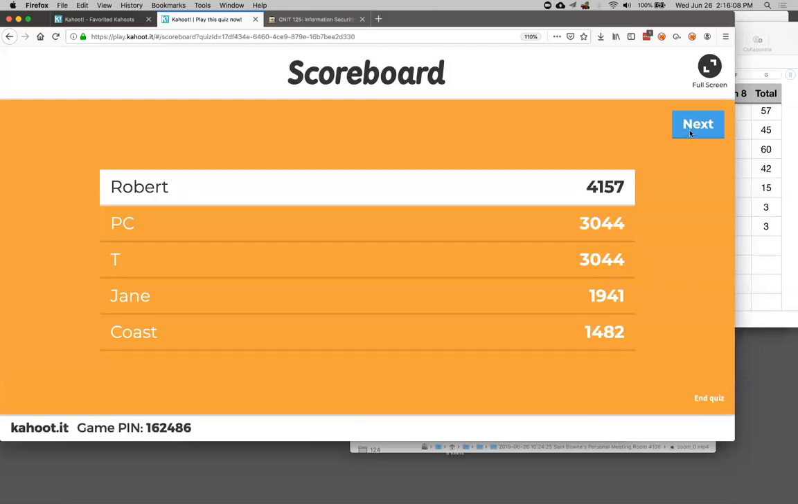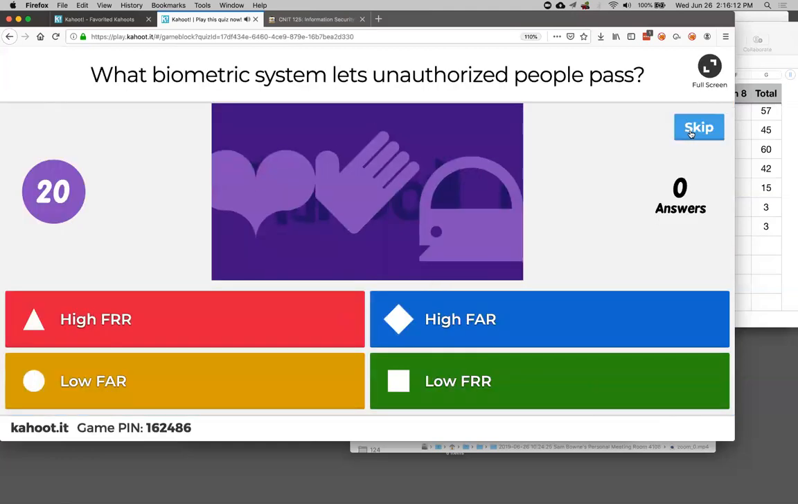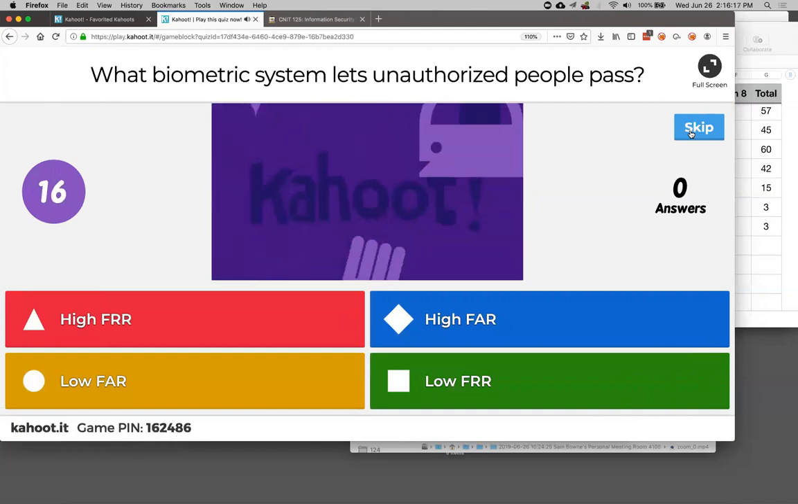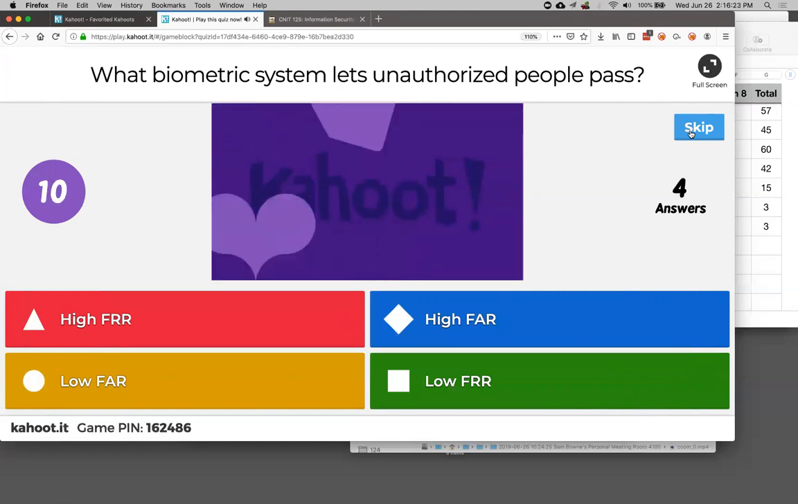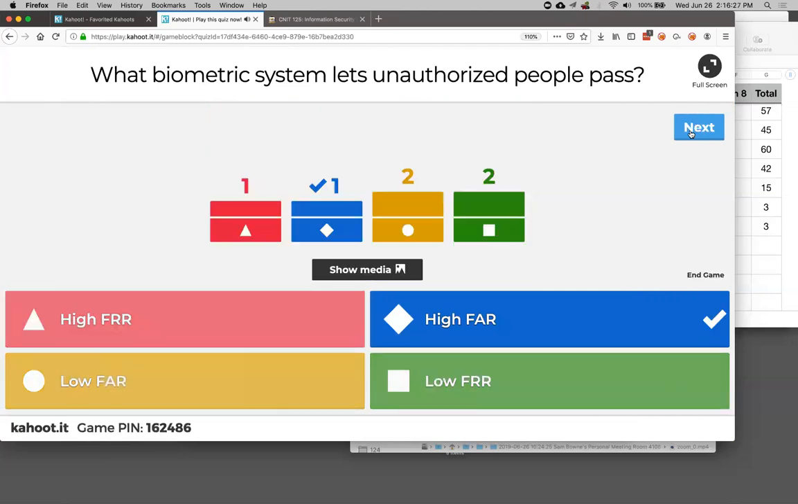Anyway, which biometric system lets unauthorized people through? That's a high false accept rate. False accept means you let the wrong person through.